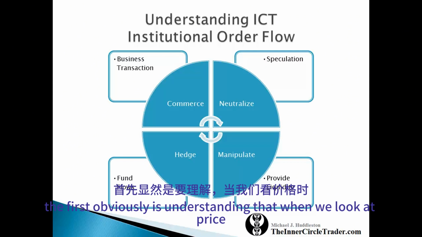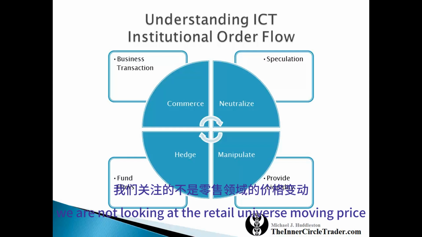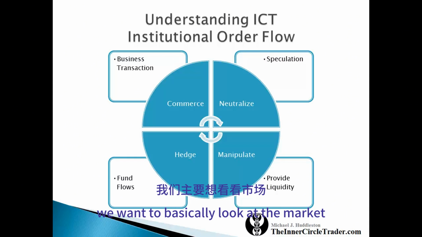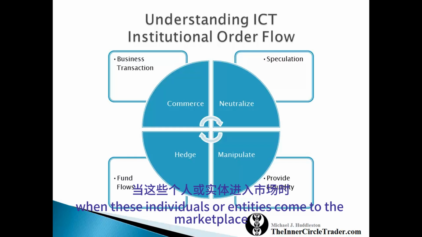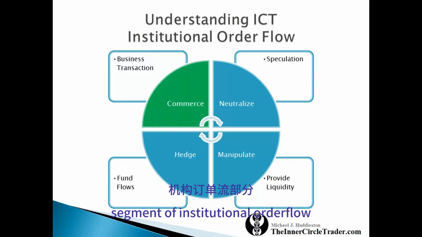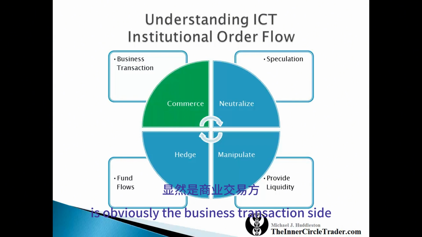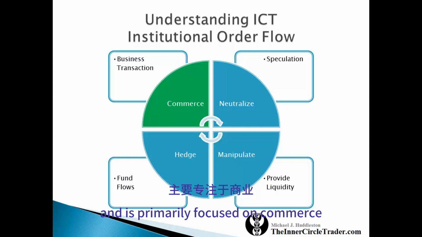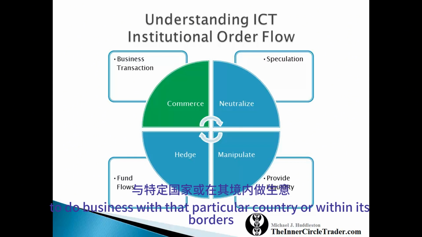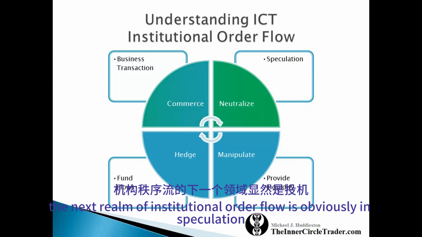The first, obviously, is understanding that when we look at price, we are not looking at the retail universe moving price. Again, it's deep pockets that make these markets move, and we want to be looking at the market when these individuals or entities come to the marketplace to take a trade. Now, the first segment of institutional order flow is obviously the business transaction side, and this is primarily focused on commerce. For instance, if IBM wants to do business in Japan, they have to convert their dollars to yen to do business with that particular country or within its borders.